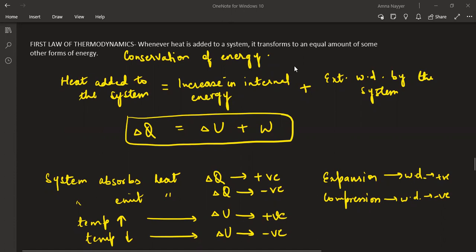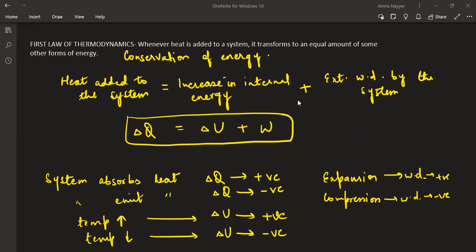All right, so total heat can be positive and negative. Same thing, if the temperature of your system is increasing, you write the internal energy change as positive. If the temperature is decreasing, then you write it as negative. And whenever expansion is done, work done is positive. And if your system is getting compressed, work done will be negative. All these sign conventions you have to apply in this single stated formula.